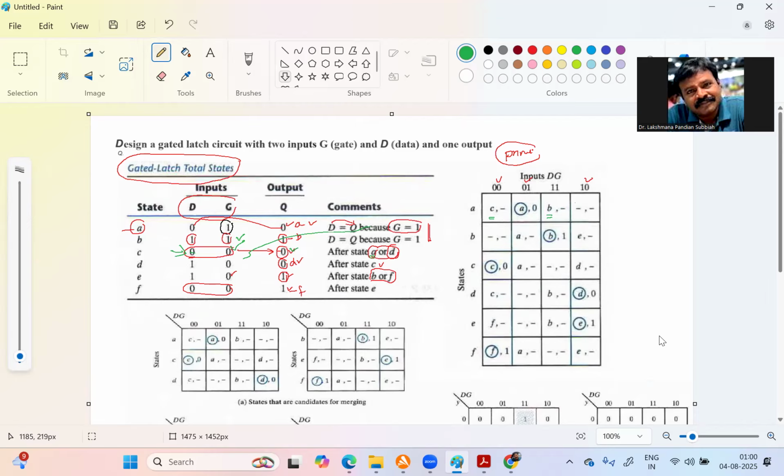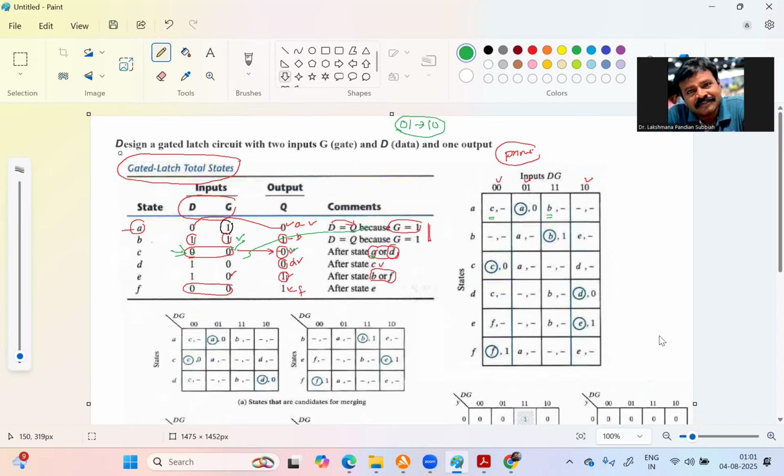Next one is after A, 1, 0. After A, 1, 0, right? So here we have 0, 1, 0, 1, and we have only one bit change at a time. So 1, 0 is a 2-bit change. This 2-bit change is not allowed. So here you put that it is not allowed, whatever it may be, dash dash. So whatever the state and whatever the output, we don't bother, don't care.